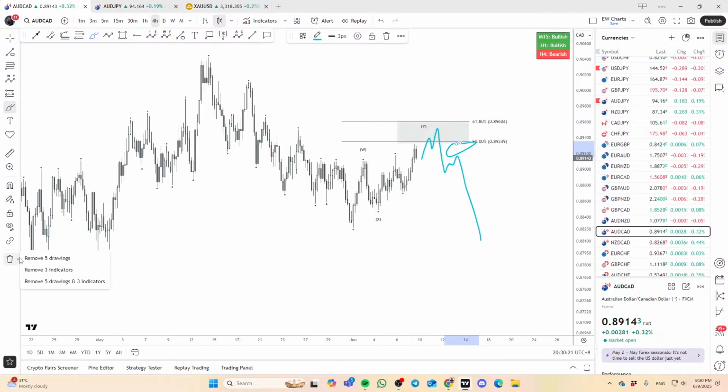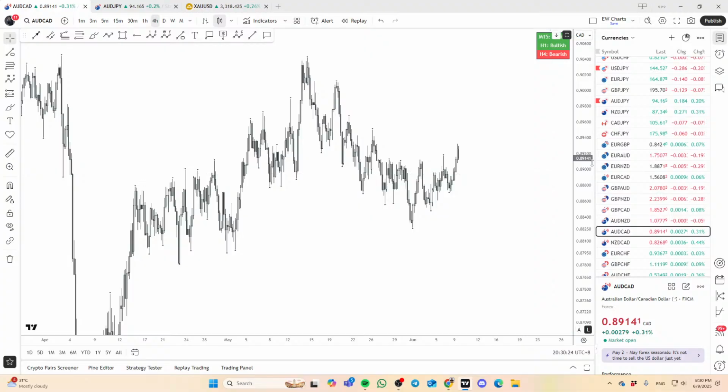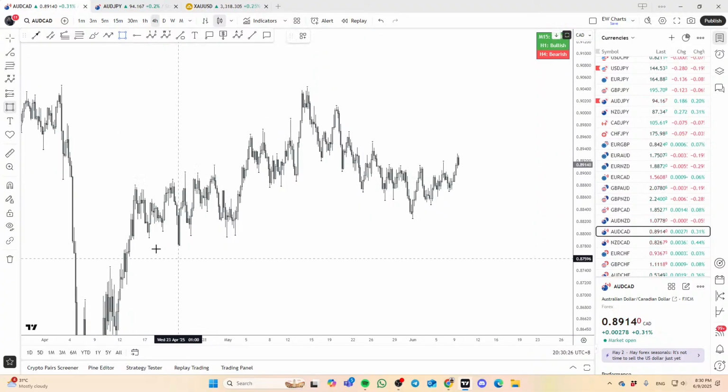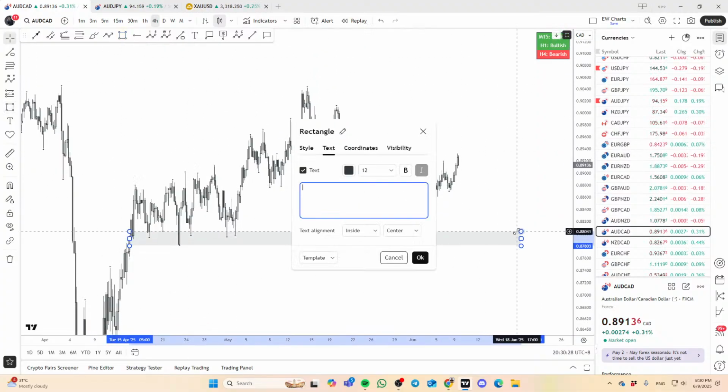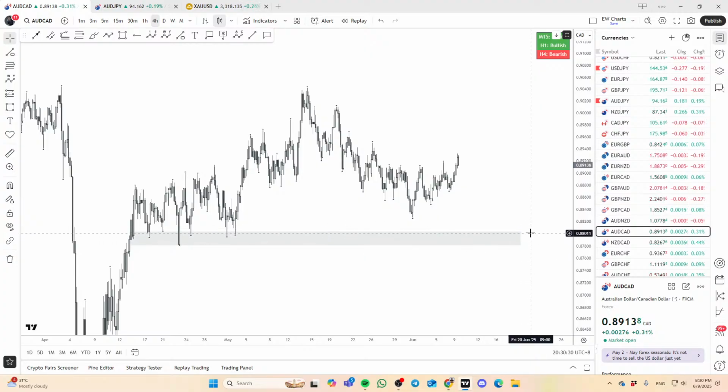Okay, so that's on Aussie CAD. That's how I view it. And then your key potential targets will be somewhere around this zone. Psychological number 0.88 is a nice one as well. Okay. Yeah, so that's my take on Aussie CAD, if you're looking at that.